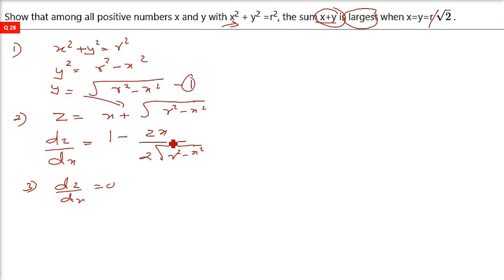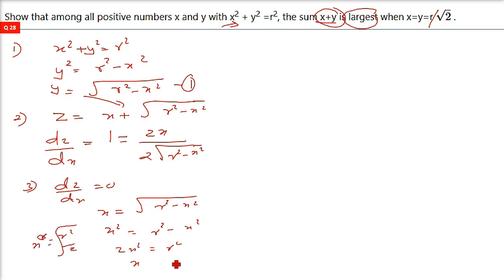dz by dx has to be equated to 0. When you equate it to 0, this 1 will be equal to 2x by 2 under root r square minus x square. 2 will get cancelled. x will be equal to under root r square minus x square, or you can write it as x square equals to r square minus x square, because both sides can be squared. In order to get rid of under root, you can just square it. So this 2x square becomes r square. So x square is equal to r square by 2. So x will be equal to r by root 2.